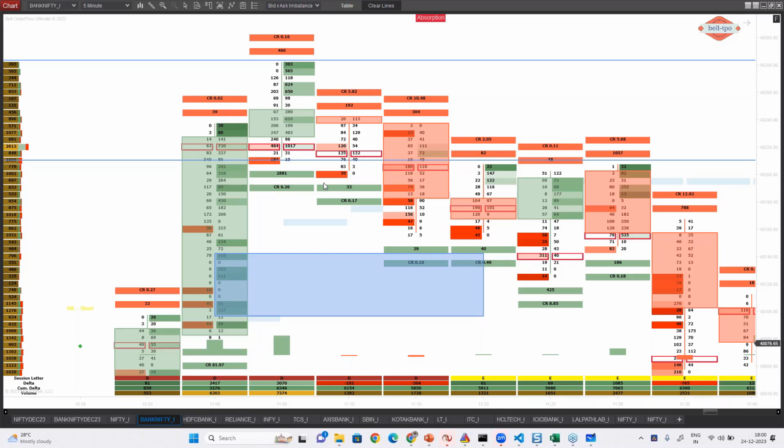So that itself is an entry point. Or you can look for a pullback also. Some traders will wait for the pullback, they will wait for the break to happen. Again, price pulls back, and to minimize the risk, they will enter at the pullback levels.